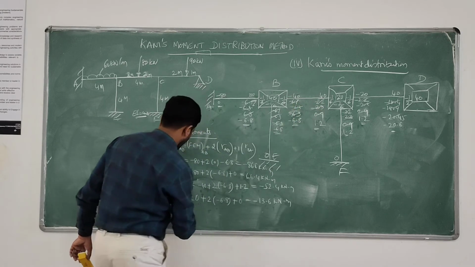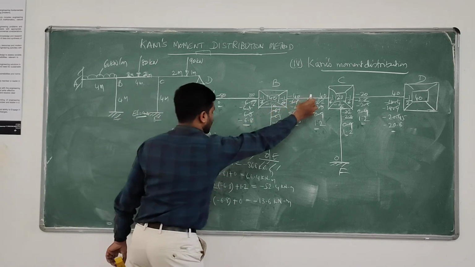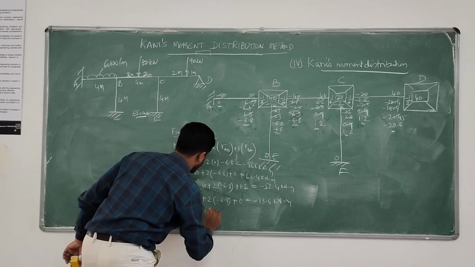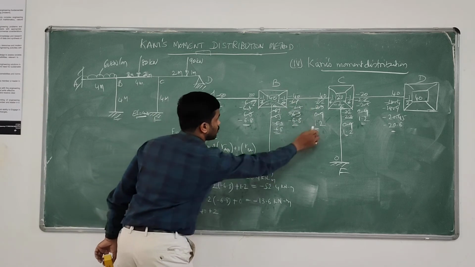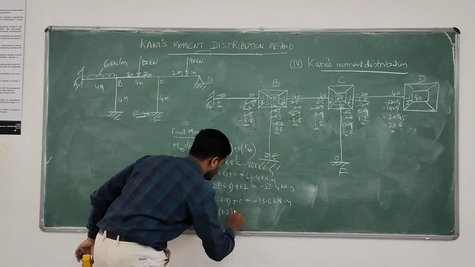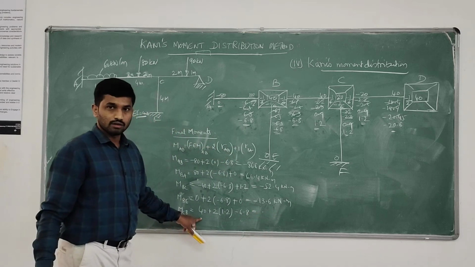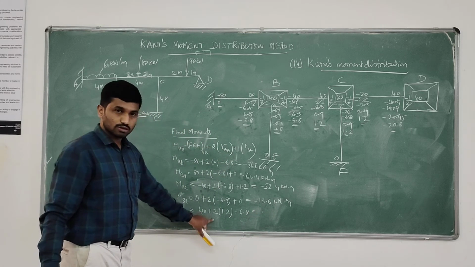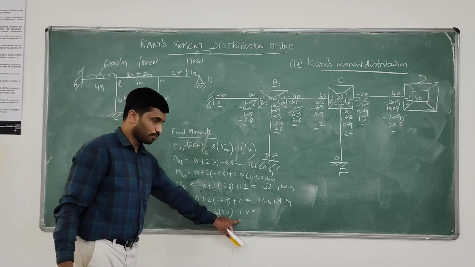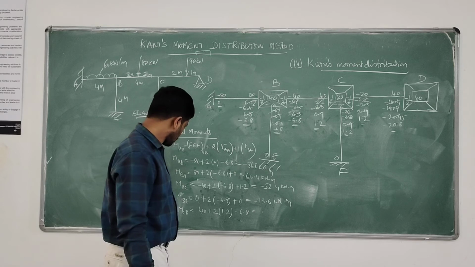Next MCB. What is MCB? Plus 40 plus 2 times 1.2 and 1 time 6.8. How much? 40 plus, bracket open, 2 into 1.2, bracket close, minus 6.8. How much?